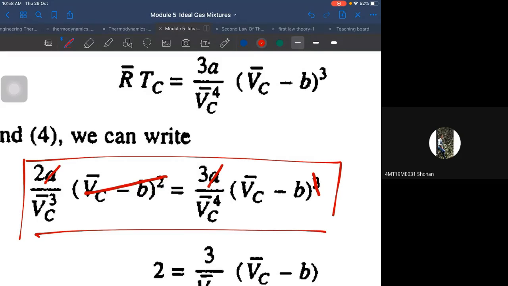V bar C cube, what else can I cancel? V bar C cube, yes sir. So V bar C cube I can cancel here. So 4 goes away. That means 4 minus 3 is 1. So only V bar C remains.